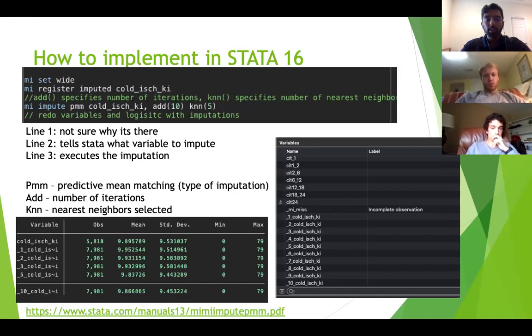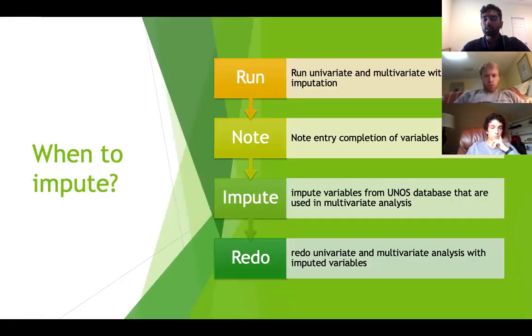One thing to note is that you should only impute variables that are directly from the UNOS database, not any variable you create, just something that's from the database itself. Now I'm going to talk about when to actually impute a variable. First, you should run your univariate and multivariate analysis without imputation. So, just do it normally.